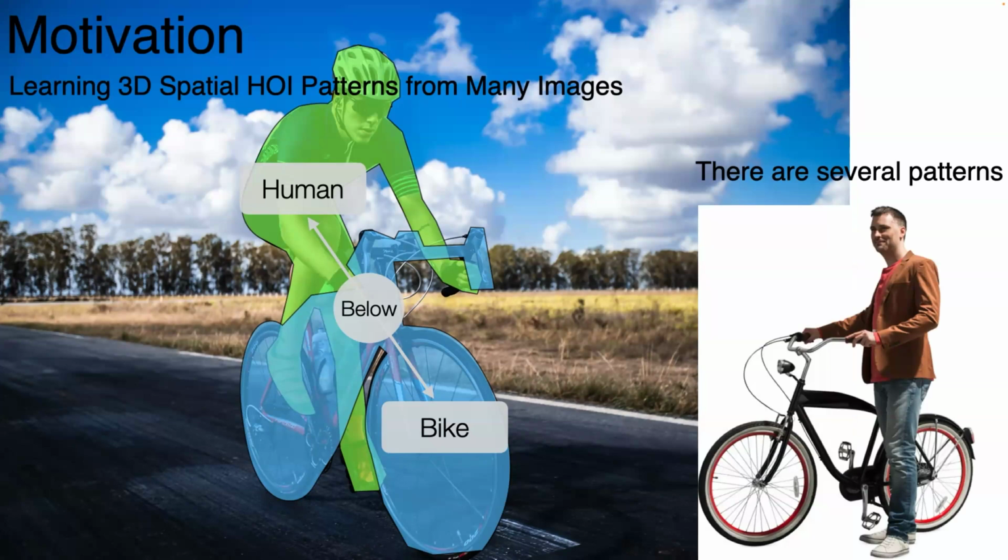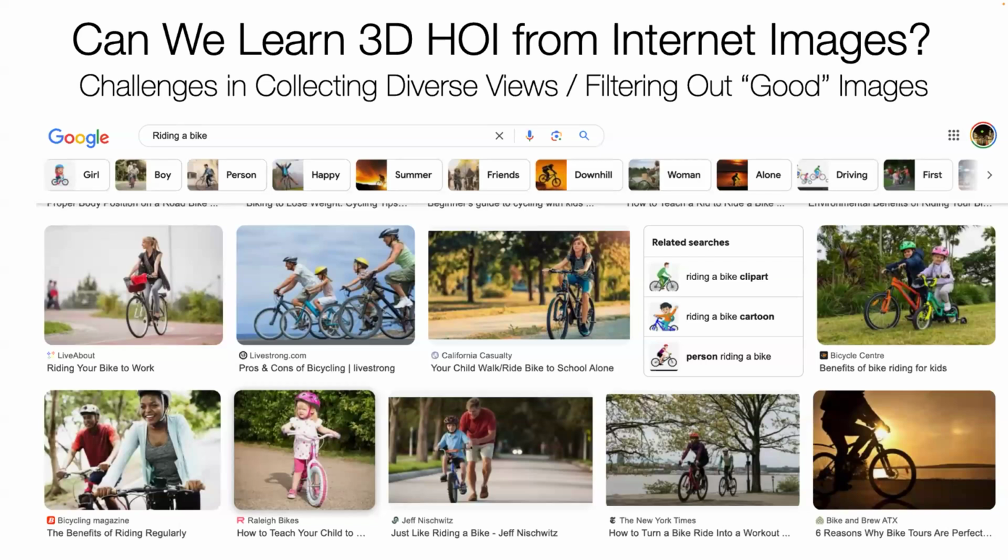So learning this kind of diverse human-object interaction for many different objects is very challenging if we try to do that using our own data collection. Maybe the ultimate direction is to learn such a thing from 2D images, right? Because 2D images partially already include such cues.